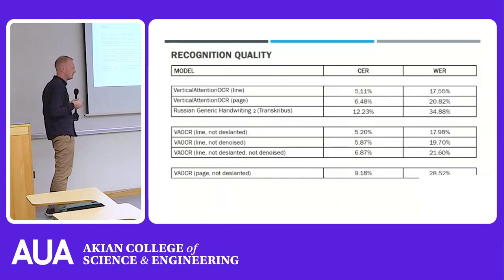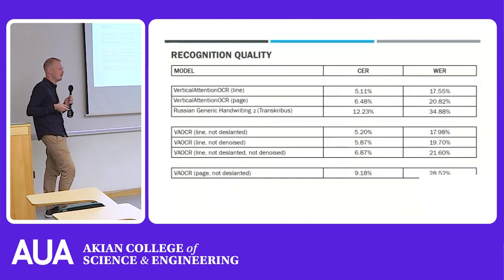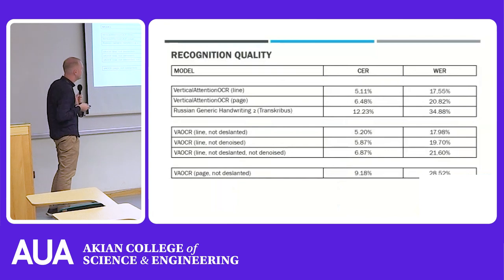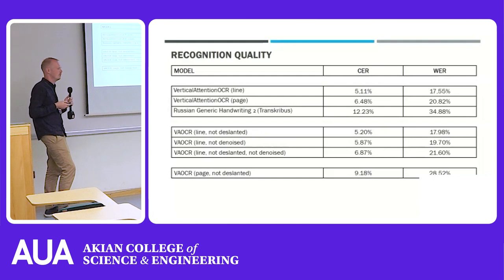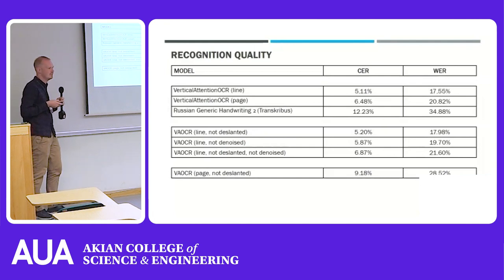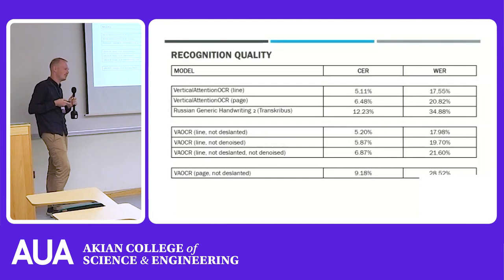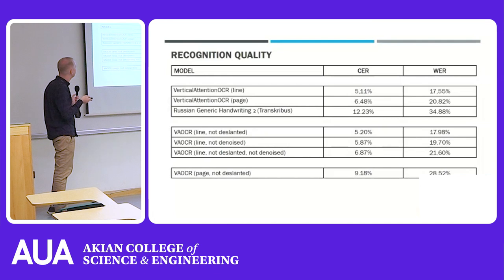And we can see that our preprocessing is also very valuable, because without denoising it is almost 7% of character error rate. So the denoising is very valuable, and maybe the straightening is not so valuable in terms of error rate, but it speeds up our network because the size of the image will be much lower.